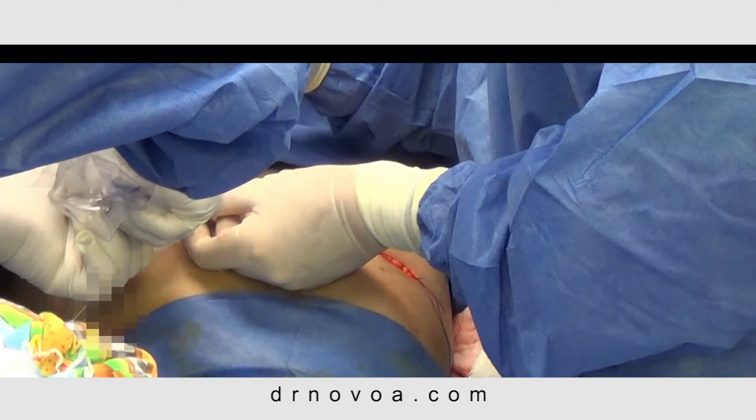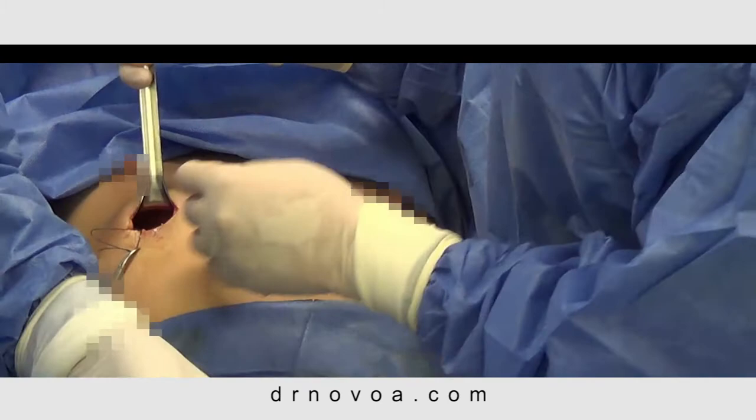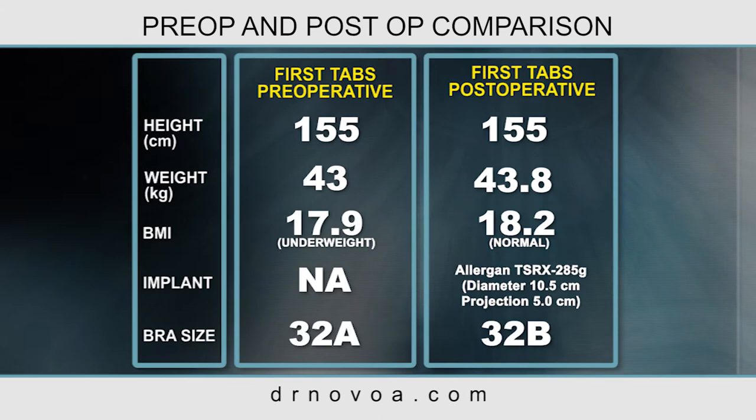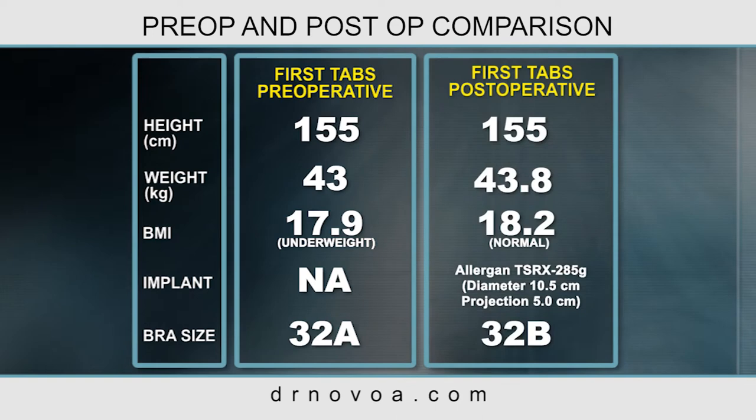TSRX textured implants are then inserted using a funnel and the incisions closed. During her first surgery, the patient opted for a 285 gram textured implant, increasing her bra size from a 32A to a 32B.